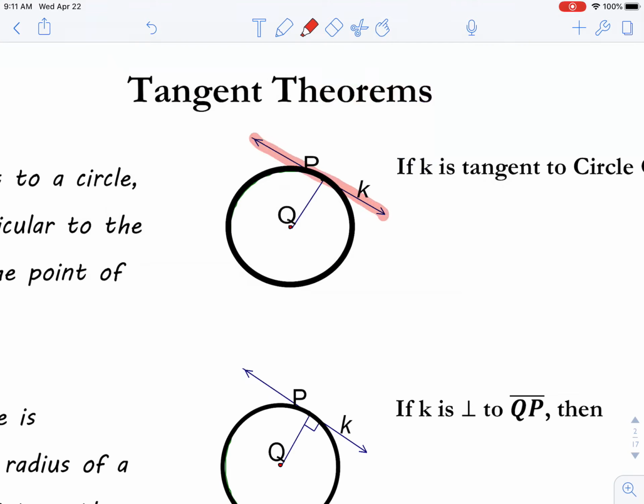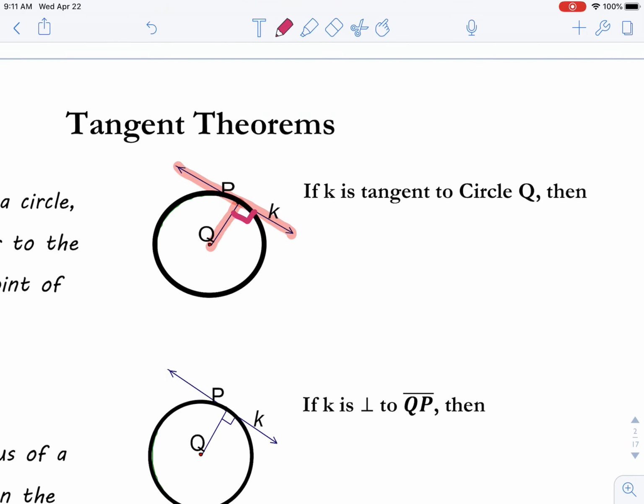So here is my tangent line. It touches it at 1 point. If I draw a radius to that point where it intersects, what happens is I create a right angle there. Okay. So what that means is the line K, remember, it's saying K is tangent, K is our line. K is perpendicular to QP. And that's going to form a right angle for us.